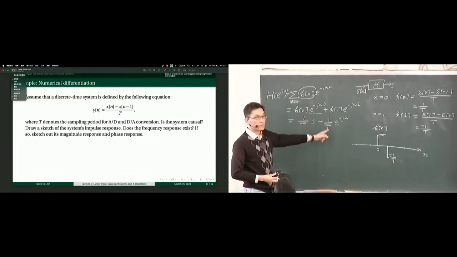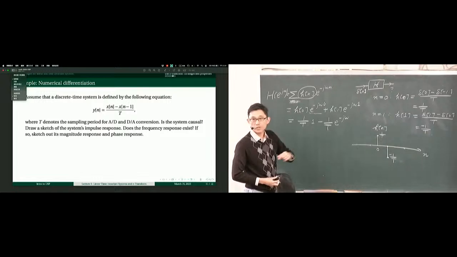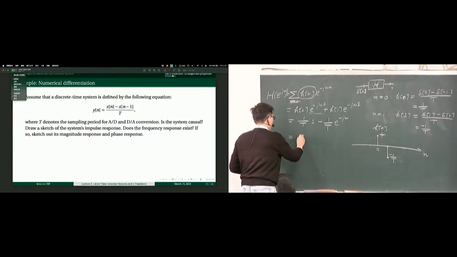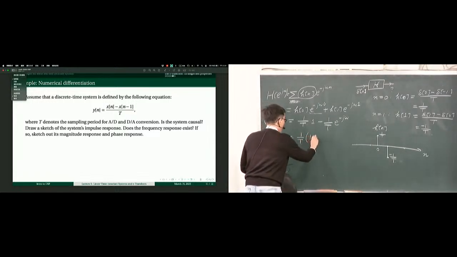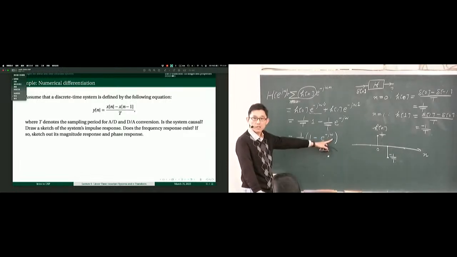This expression is the frequency response, but the next thing is a bit more tricky. In general, this is a complex number. Let's simplify it a bit. There's a 1 over T factor that can be extracted, so inside we have 1 minus e to the minus j omega. This is the frequency response, a function of omega. Now let's ask about the magnitude response and phase response.